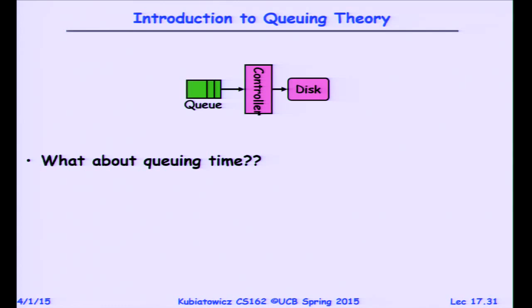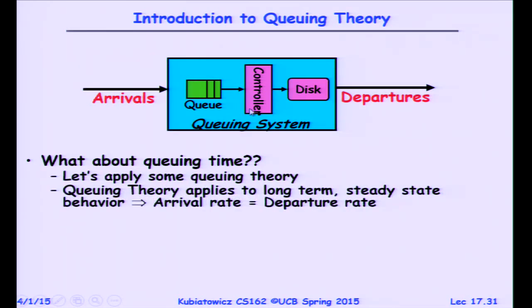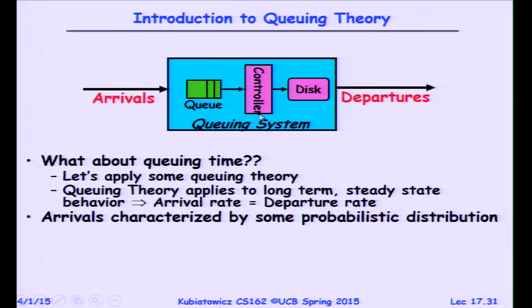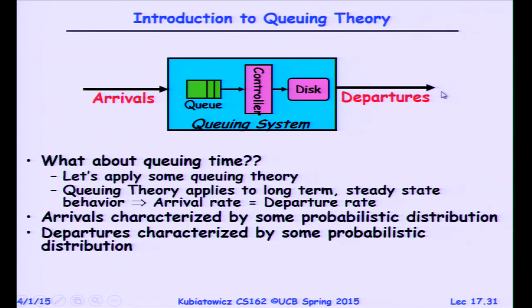Now you can come back because we can say, look, what is the queuing time through here? We can talk about the whole system. We can talk about the arrivals and the departures. We've already done that. The arrivals are characterized by some probabilistic distribution. We're going to say memoryless. The departures are characterized by something else, which can be variable. And we can actually measure something here, okay?